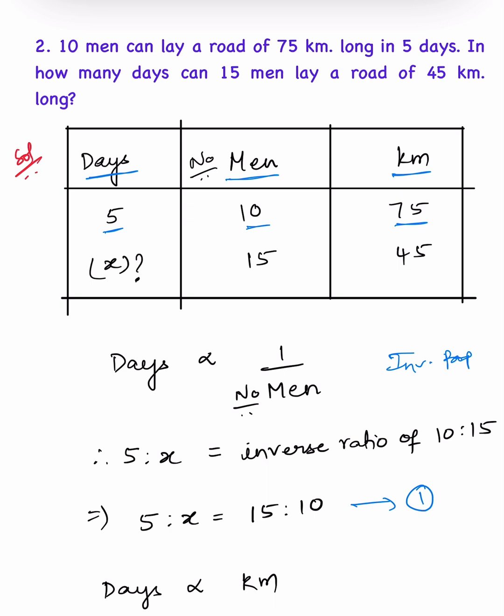So what should we do here? 5 is to x is equal to the inverse ratio of 10 is to 15. Inverse ratio means 5 is to x equals 15 is to 10. The inverse ratio of 10 is to 15 is 15 is to 10. So let this be 1.